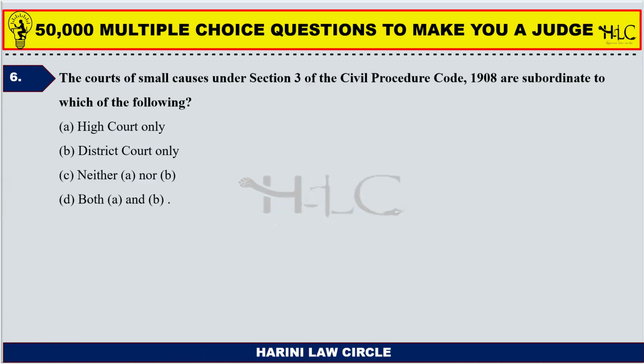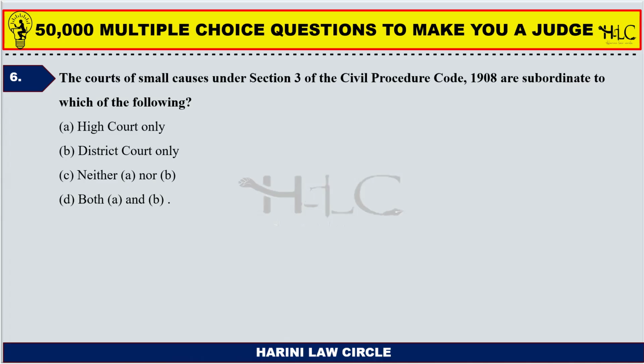Question number 6. The courts of small causes under Section 3 of the Civil Procedure Code 1908 are subordinate to which of the following? So the courts of small causes are subordinate to which of the following? High Court only, District Court only, neither A nor B, both A and B.